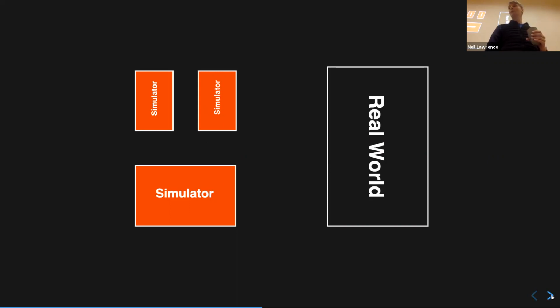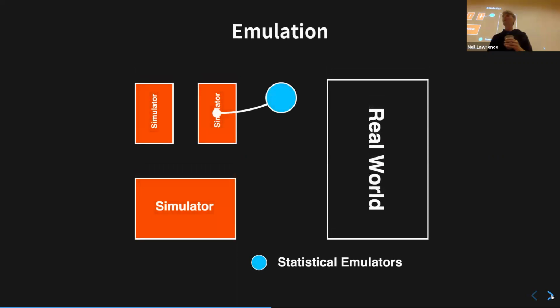And the emulation is a way of replacing that simulator with a mathematical function. So in the Formula One case, you would have to parameterize your wing in a certain way, and then you would have to make a prediction.